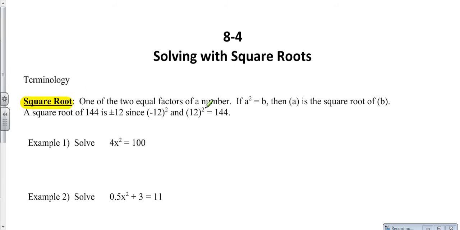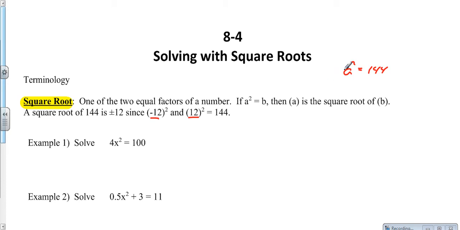Solving with square roots. Well, first of all, we have to understand what a square root is. That's one of two equal factors. It says if a squared equals b, then a is the square root of b. Now, a more specific example: if I ask you to give me the square root of 144, in other words, I'm asking, what squared gives me 144? Then you would say 12, because 12 times 12 is 144, and negative 12. Negative 12 times negative 12 is also 144.